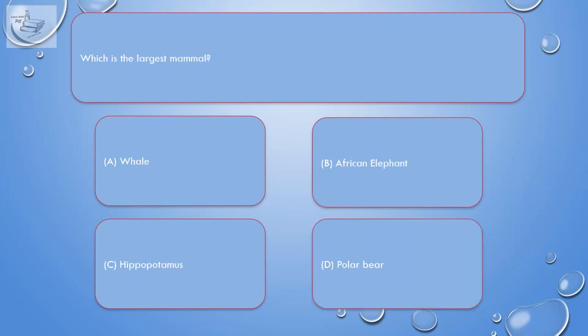Question: Which is the largest mammal? A. Whale, B. African elephant, C. Hippopotamus, D. Polar bear. Correct answer is A. Whale.